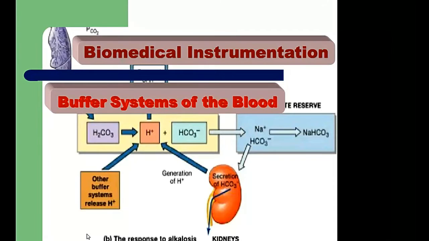Buffer systems of the blood. The buffer systems available in our blood. In the background, you can see the main two buffer systems: the sodium bicarbonate buffer system and the carbonic acid buffer system, and everything there is connected with the lungs as well as the kidney. So we'll see the buffer systems now.